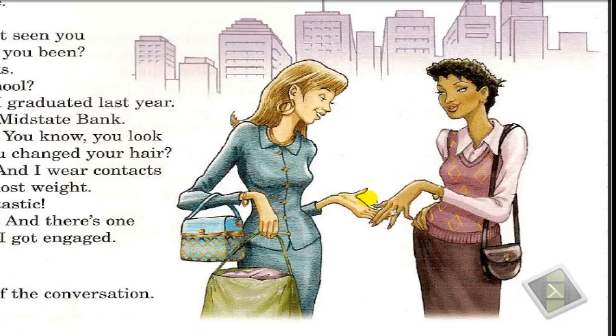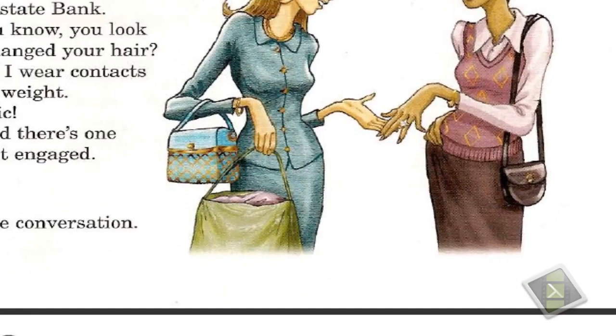The second one, she's not wearing a ring, that means she's not married and she's not engaged. She has short hair. Her hair is short. This one, she has medium hair, medium length hair. This is medium, average. Maybe she was shopping because she had a bag. Let's start the lesson.